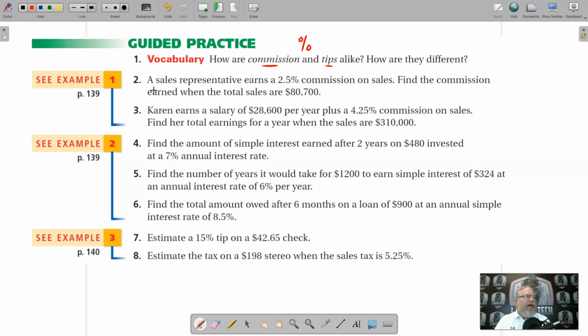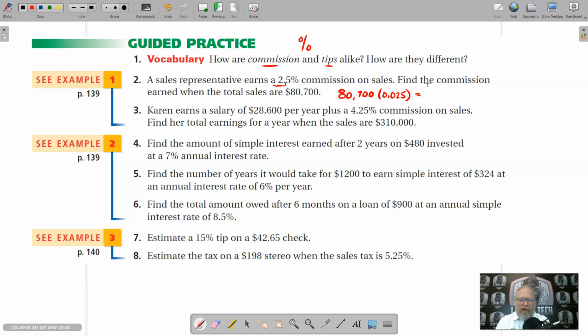So let's move along to number 2. A sales representative earns 2.5% commission on sales. Find the commission earned when the total sales are $80,700. So the commission is sales times the rate or the percentage. So let's take the 80,700 and multiply it times the 2.5% as a decimal. Move that decimal over 2 places, 1, 2, means we're going to need a 0 there. So 0 point placeholder 0, 2, 5. And whenever we do that, let me turn on my calculator.